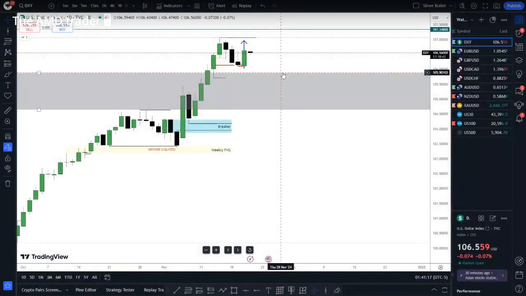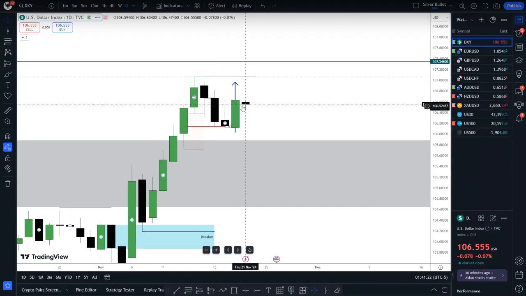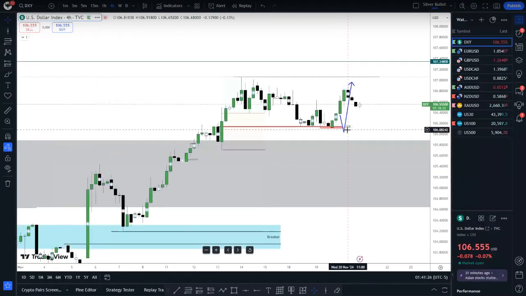Yesterday, we did talk about our DXY that we were bullish yesterday and we were expecting price to push higher at least to this. Oh, I even drew this line yesterday here. Let me just show it to you, friend. Yes, I was expecting price to push down here and push higher, right?